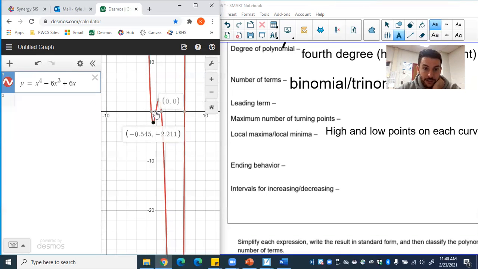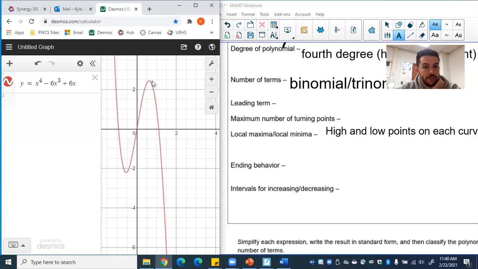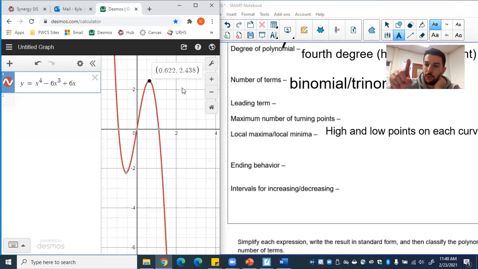It highlights the intersection points here where it crosses the x-axis, but we're not concerned with that. You see the next point, right? Let me zoom in a little bit. It comes up here, right? And this would be a local maxima, 0.622 in this case. So that would be a local maxima, the highest point on a curve, the point where it starts to turn down. And what's really nice is Desmos highlights these for you. So that's what I would recommend.